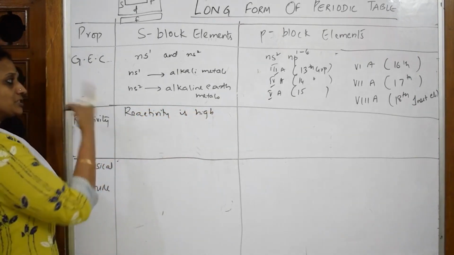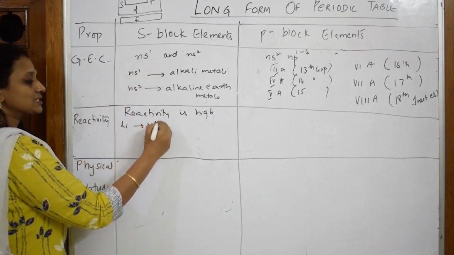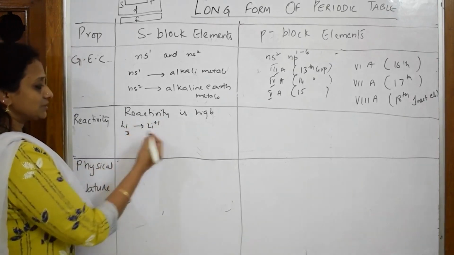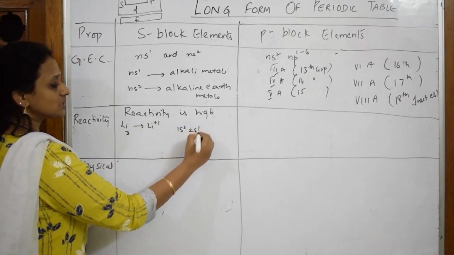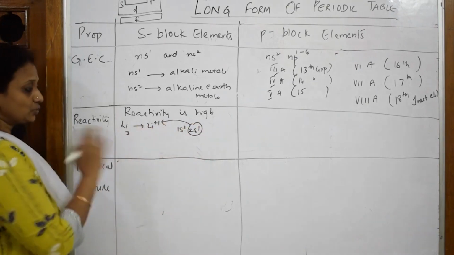What type of ions are formed? Suppose I take the example of lithium, it will form lithium plus 1. Now, how did I write this? Hydrogen, helium, lithium. Atomic number is 3. That means it is 1s2, 2s1. So it can give only one electron. That's why I've written lithium plus 1, univalent.